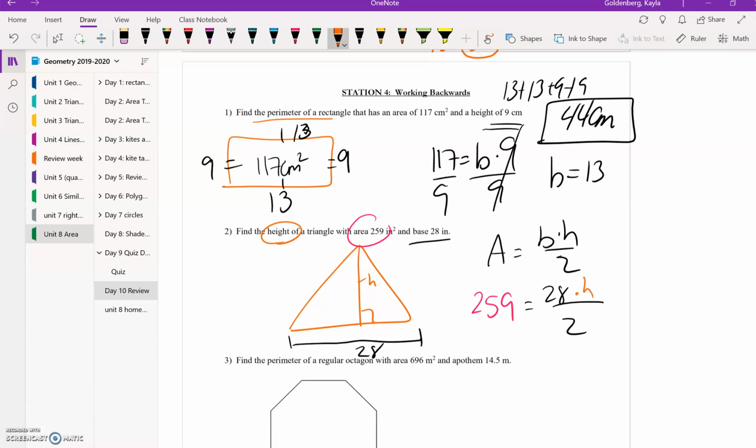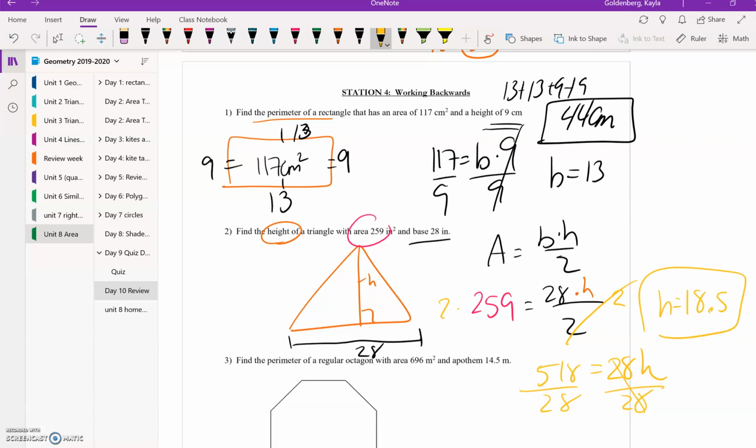So if I'm trying to backtrack and find my height, I'm going to undo dividing by 2, so I'm going to multiply by 2. That'll give me 259 times 2, which is equal to 518, is equal to 28 times H. Divide by 28, divide by 28. And it looks like height equals 18 and a half.